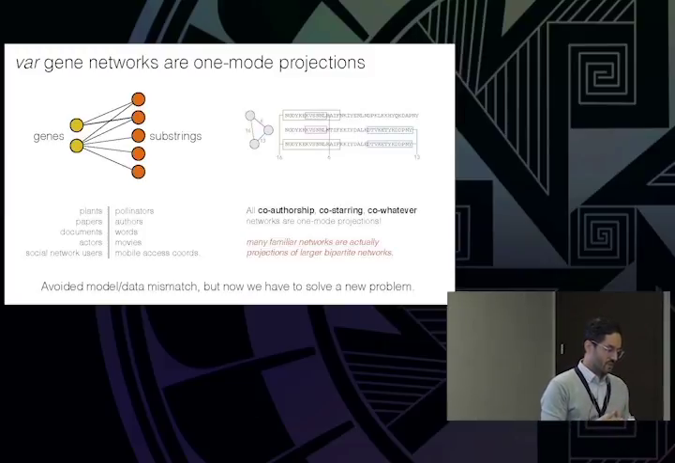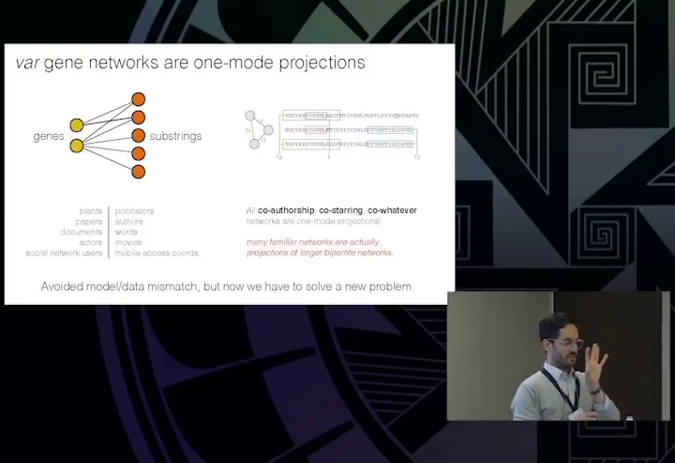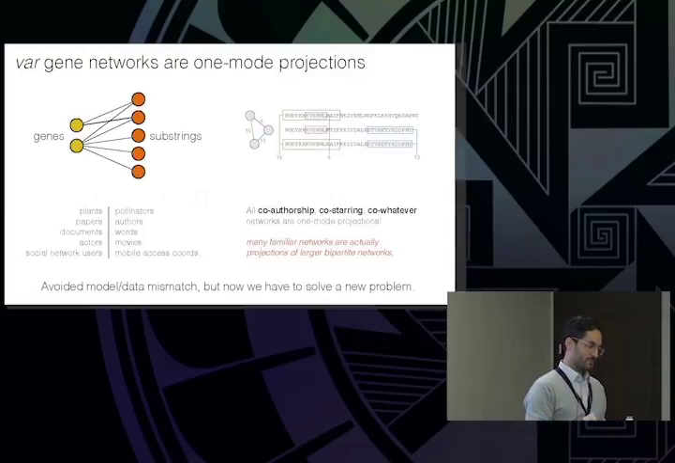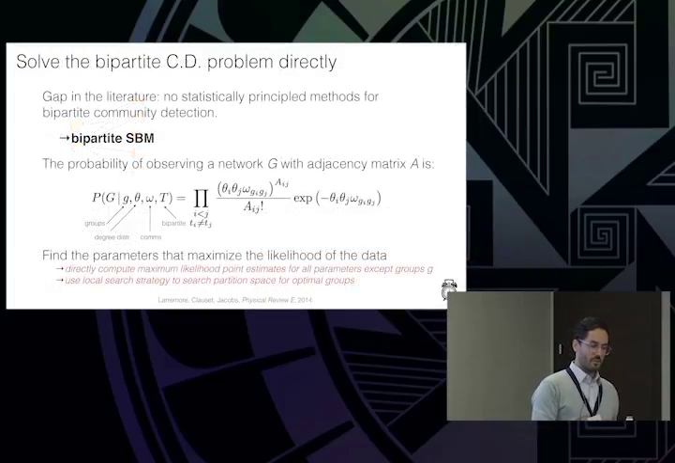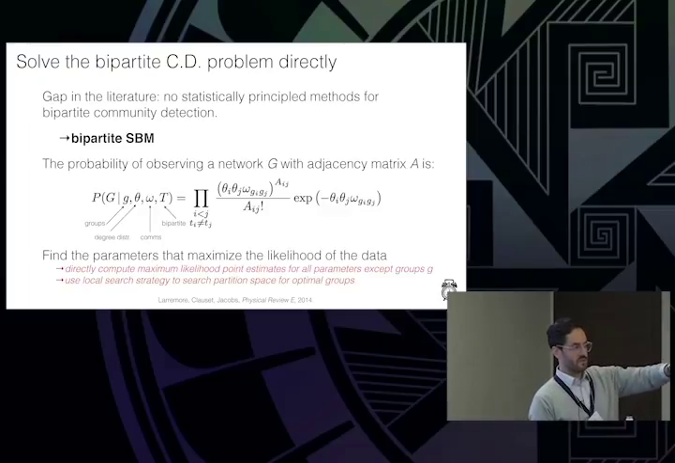So in this case, we have avoided model data mismatch by going from trees to stochastic block models, but now we have to solve a new problem, which is we have a bipartite network. So we want to solve this bipartite community detection problem directly, rather than projecting and solving the community detection problem in the projection. And at the time, there was a gap in the literature. We didn't have a generative model for bipartite networks. So we'll write down a bipartite stochastic block model.